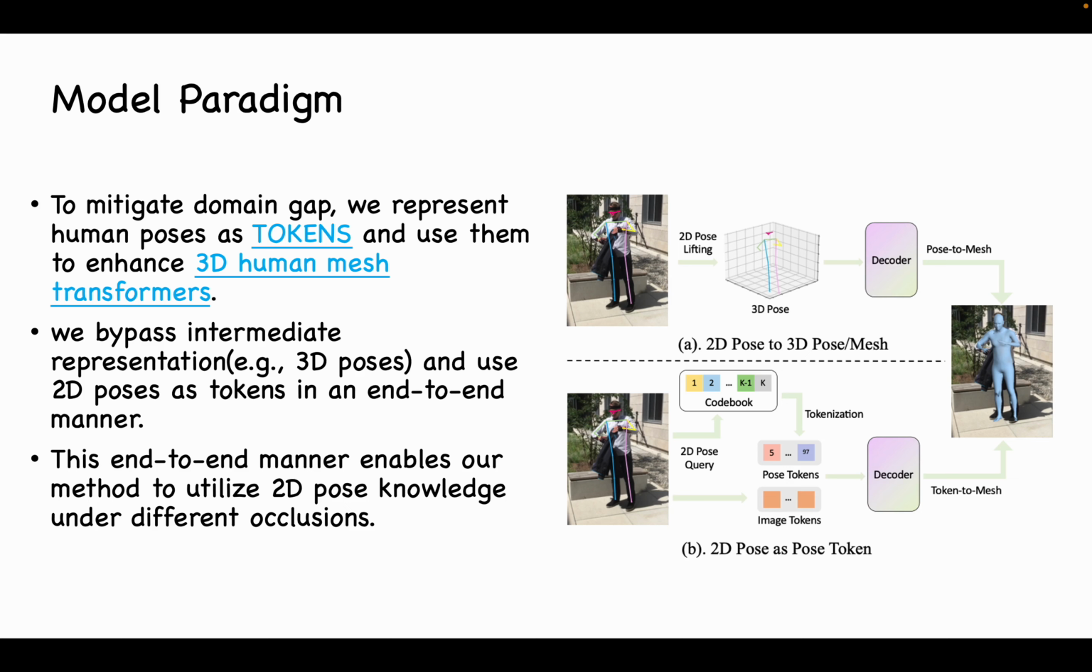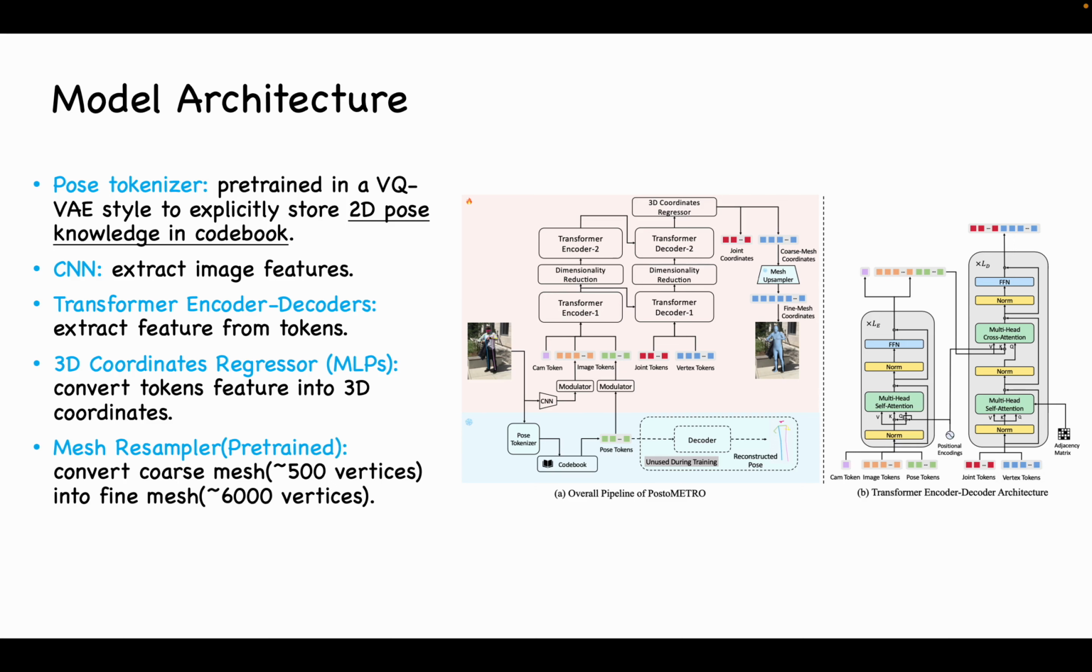Inspired by the previous works, we can establish our initial model paradigm, as shown in the figure on the right side. To mitigate the domain gap, we represent human poses as tokens and use them to enhance 3D human mesh transformers. Different from Pose 2 Mesh and 3D CrowdNet, we bypass intermediate representation and use 2D poses as tokens in an end-to-end manner. This end-to-end manner enables our method to utilize 2D pose knowledge under different occlusions.